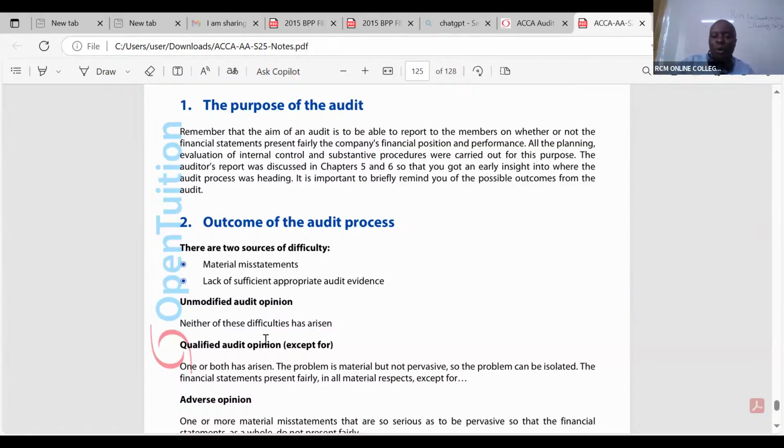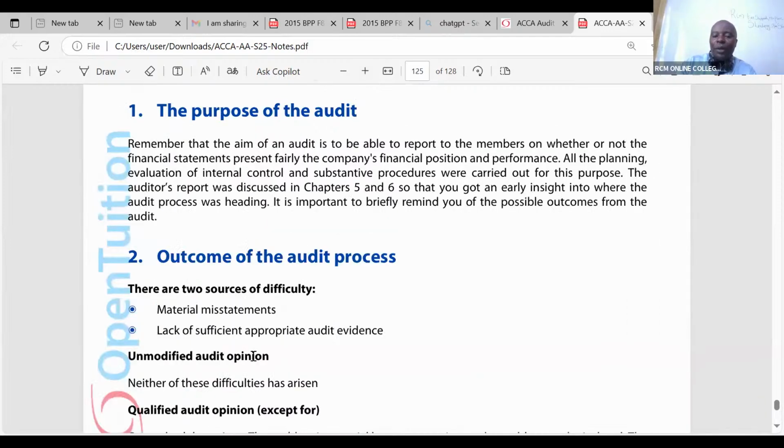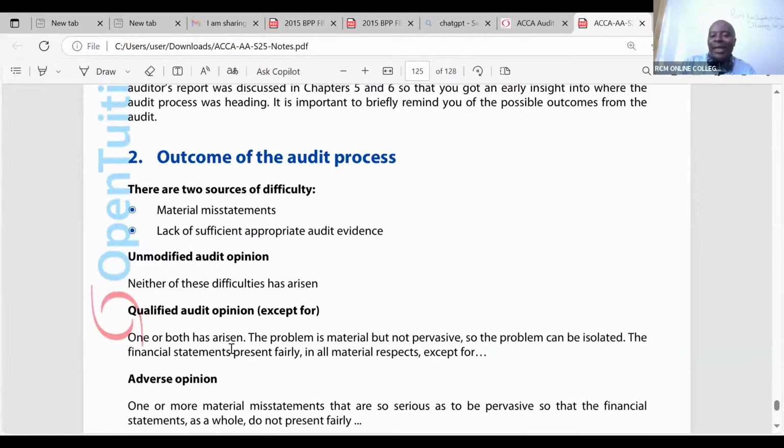From there now we go to what we call qualified audit opinion. Under qualified audit opinion, one or both difficulties has arisen. The problem is material, but not pervasive. So the problem can be isolated. The financial statements present fairly in all material respects, except for.